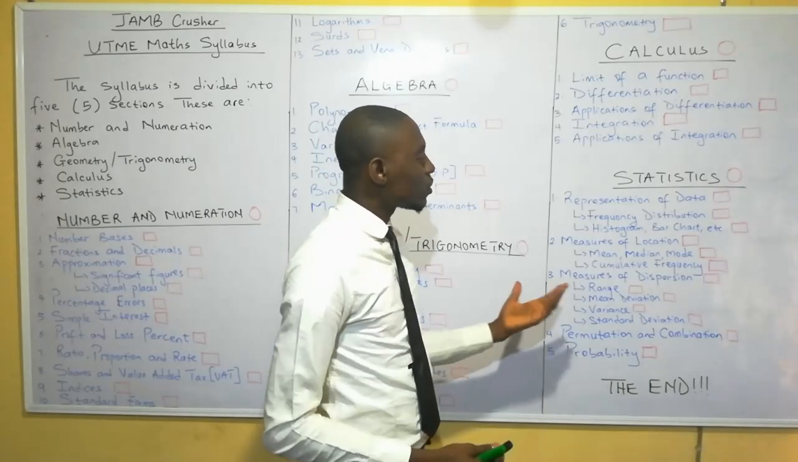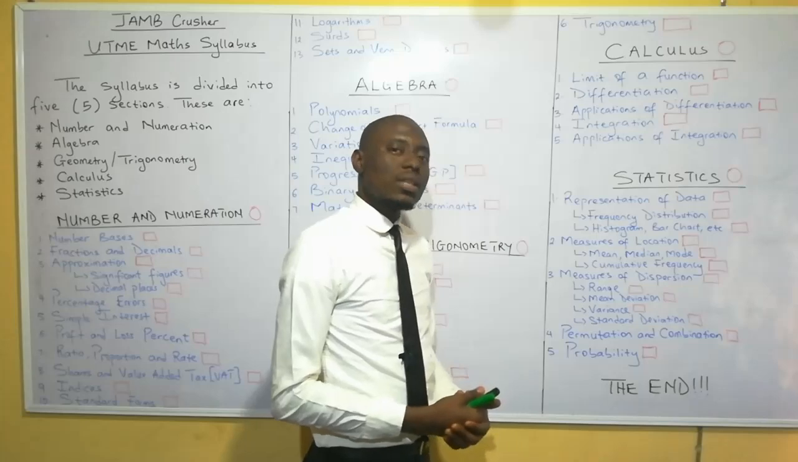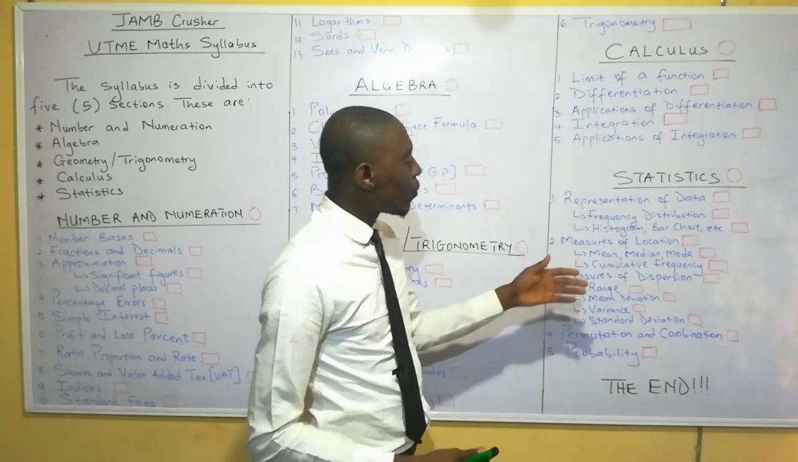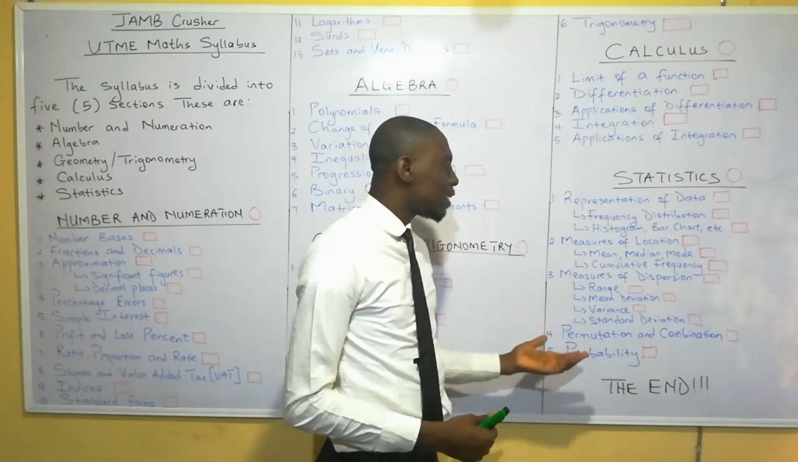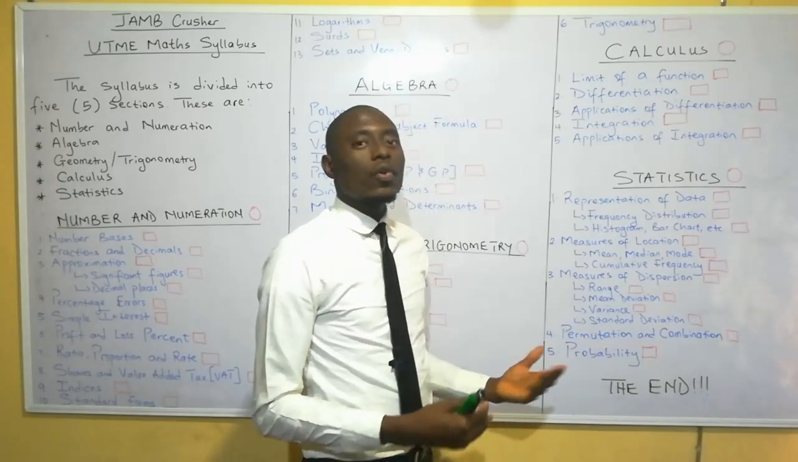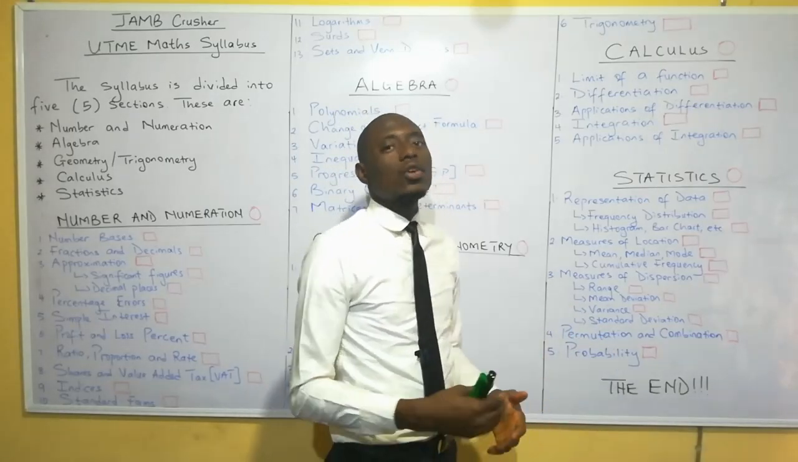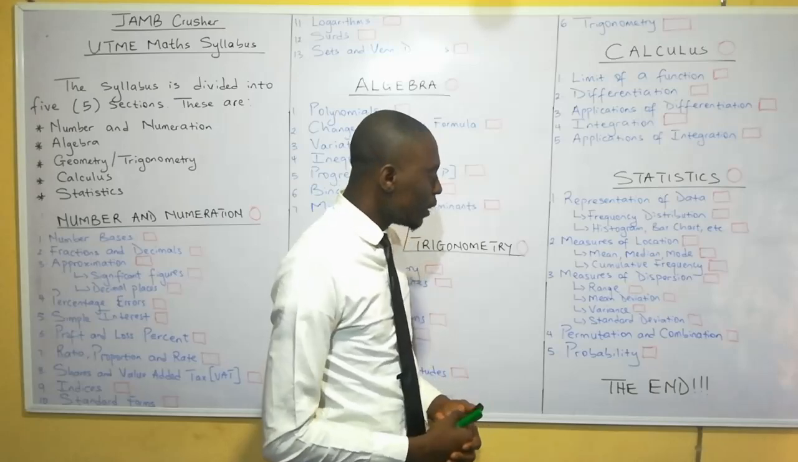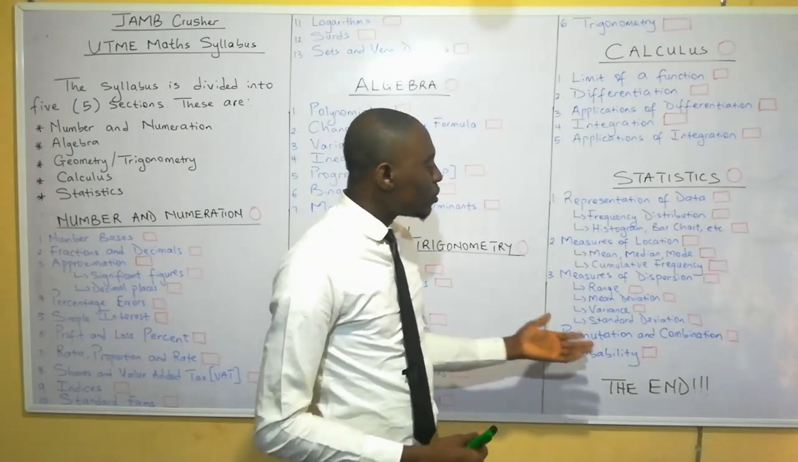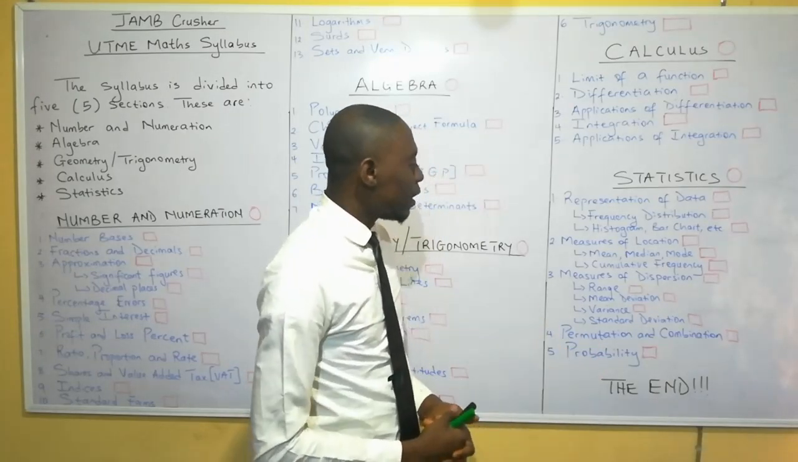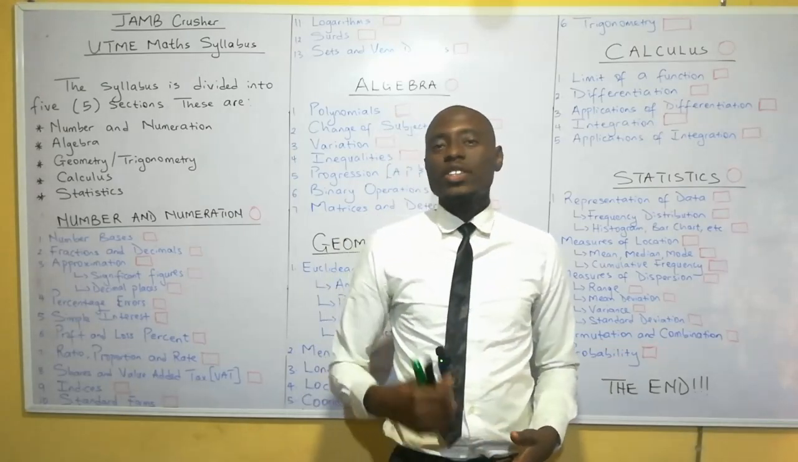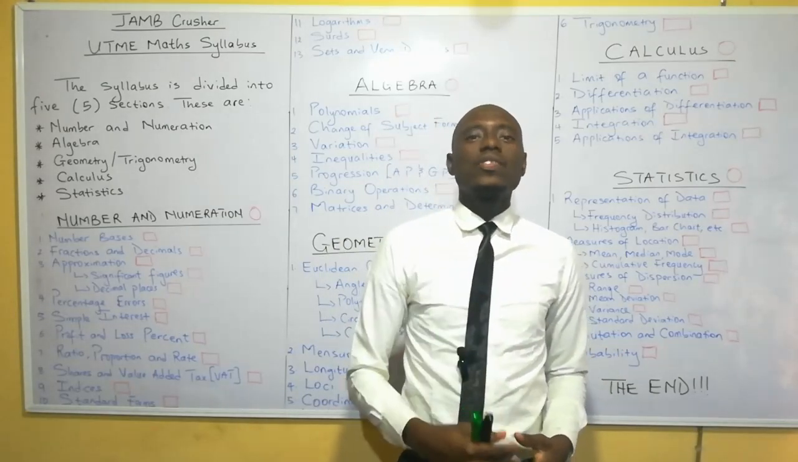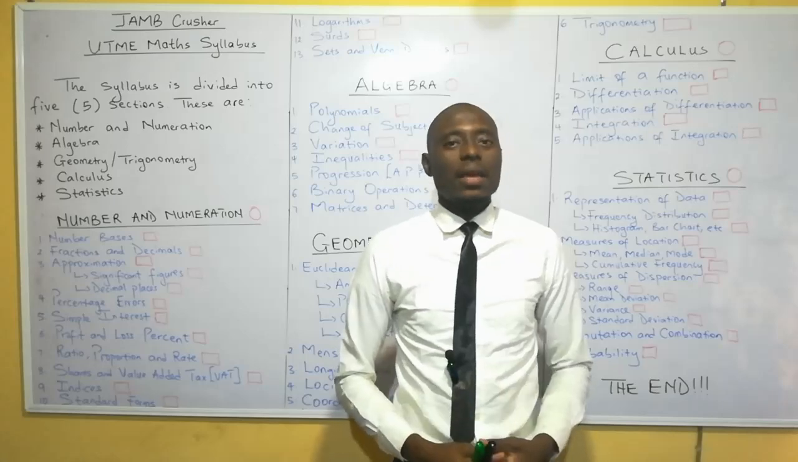We have measures of dispersion. What are the topics under measures of dispersion? We have range, mean deviation, variance, and then standard deviation, both for grouped and ungrouped data. Now, moving on, we have permutation and combination, and finally, we have probability. These are the topics that you are expected to know before you sit for mathematics in UTME.